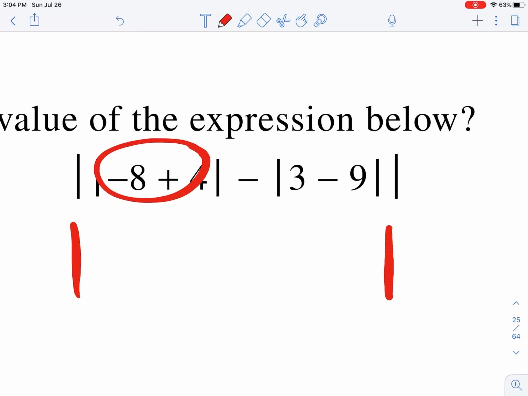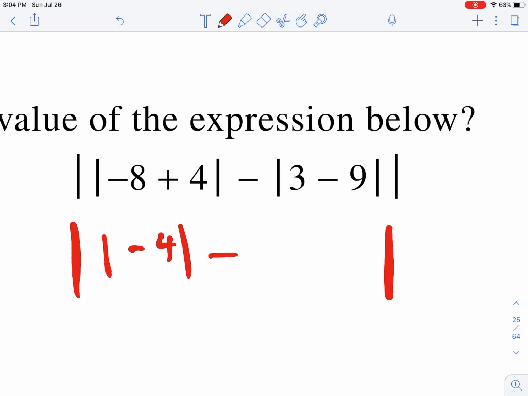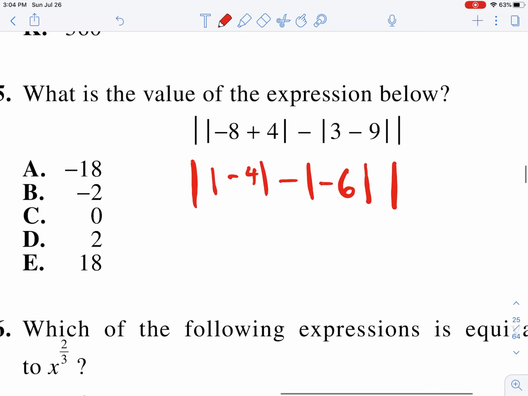So this part here, what can we rewrite it as? Negative 8 plus 4. If you're not sure, do that on your calculator. You get negative 4, the absolute value of negative 4, minus the absolute value of 3 minus 9, which is negative 6. Okay? So we simplified it a little bit. Now we just have to simplify these absolute values. So 4 minus the absolute value of negative 6 is going to be 6.